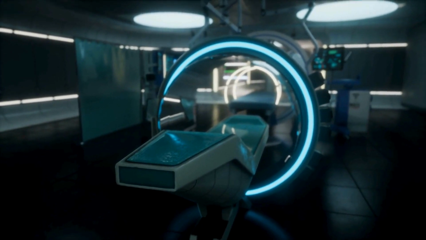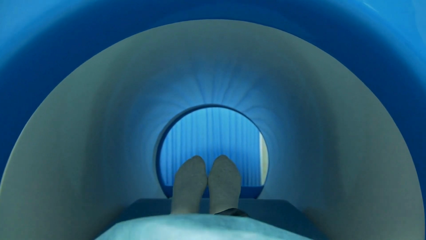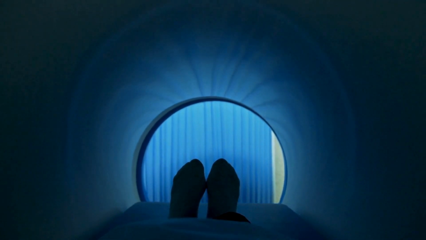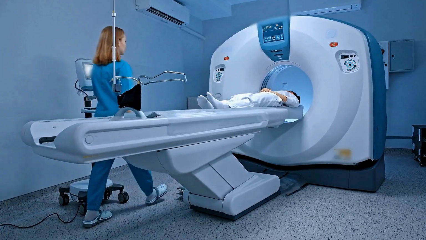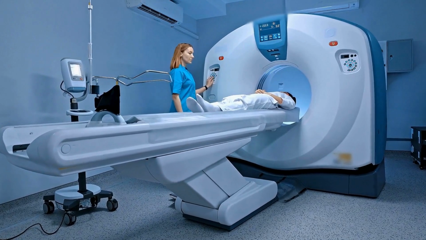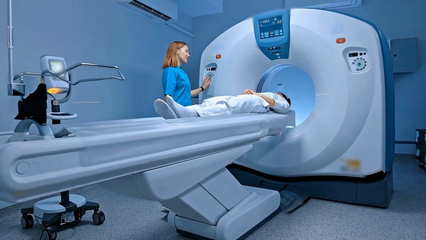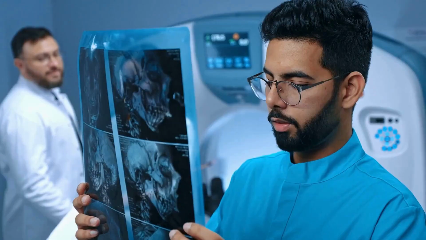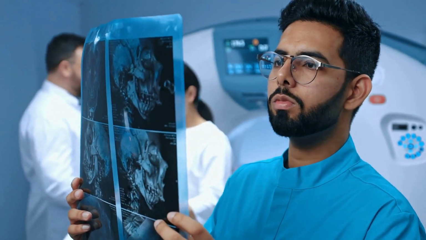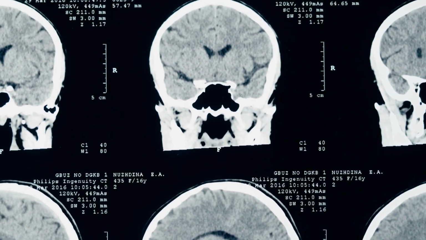It's quite loud. The patient hears characteristic knocking and humming because there are powerful electromagnets inside the machine that switch rapidly. For some people, being in the narrow tube can be uncomfortable, especially if they're claustrophobic. There are also contraindications. MRI isn't performed on people with pacemakers or metal implants, as the strong magnetic field could interfere with them. Despite these limitations, MRI is now one of the most important diagnostic tools in the world.